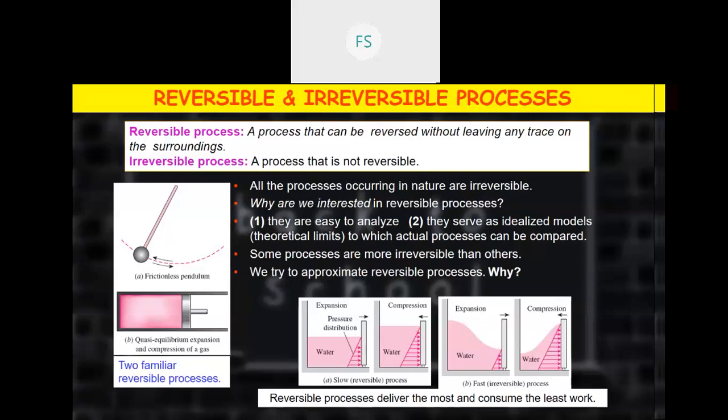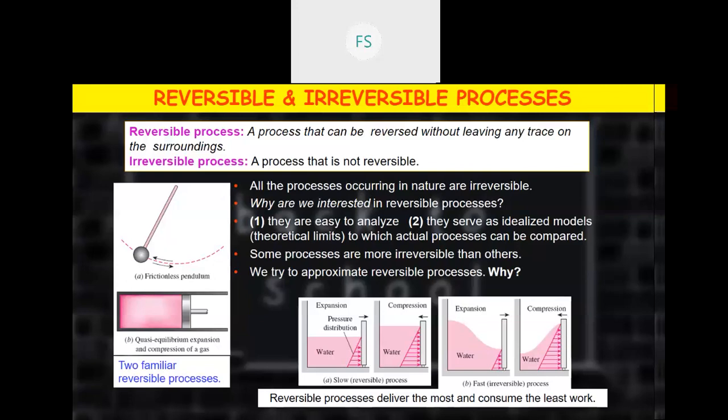And some processes are more irreversible than others. So we try to approximate reversible processes. This is why: because reversible processes deliver the most and consume the least work. This is why we are interested in reversible processes. We want to get more output and consume the least input.